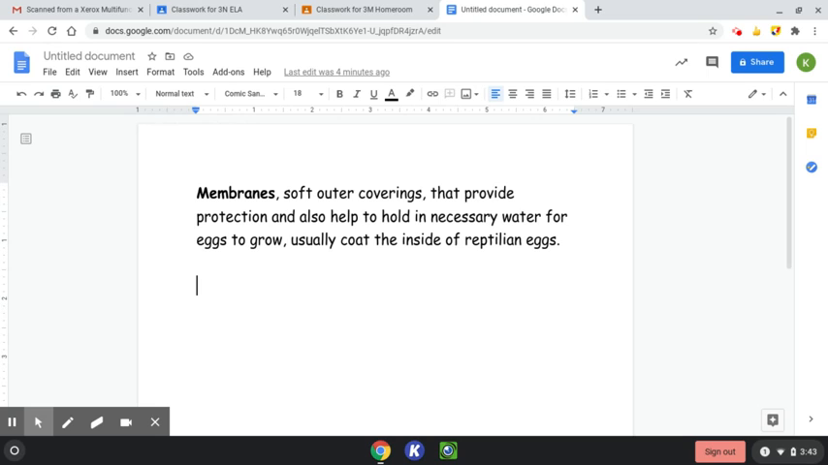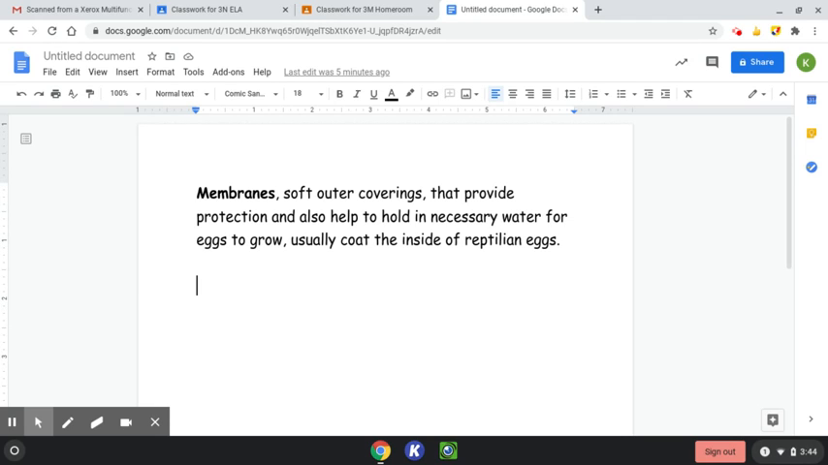So they pretty much gave a whole definition in the middle of that sentence of what membranes are. They said membranes, and then they put a comma and explained what membranes are. So they are soft outer coverings that provide protection and also help to hold in necessary water for eggs to grow. That's what a membrane is. So membranes usually coat the inside of reptilian eggs. So that told me what the word membranes means, basically, and I was able to figure that out just from reading the sentence in the story.